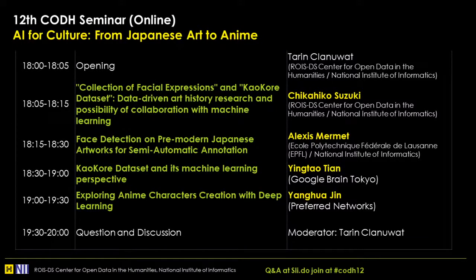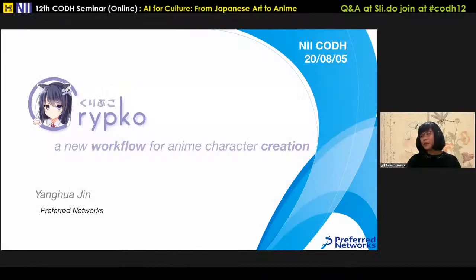Is Yanghua here? Okay, let me introduce you first. Yanghua Jin is a research engineer at Preferred Networks. Before that, he obtained an undergrad degree in computer science and engineering from Fudan University in Shanghai, China. His research interests include deep learning, deep generative models, and their application to Japanese animes and games, which is really cool. And he founded the Crypko project to build real-world applications of anime deep generative models before joining Preferred Networks. So, please welcome Yanghua Jin.